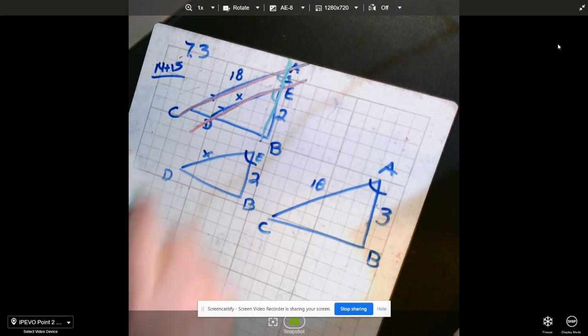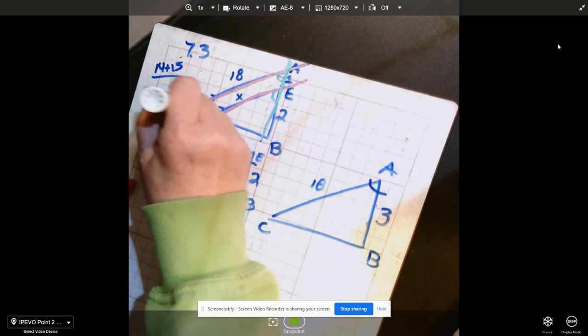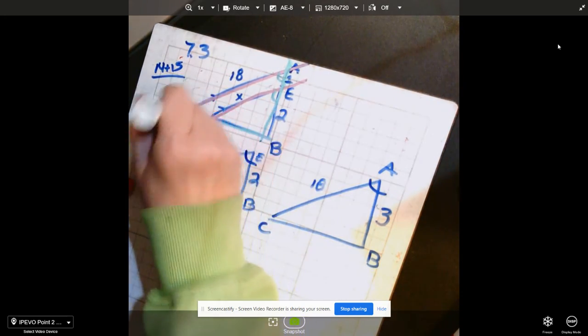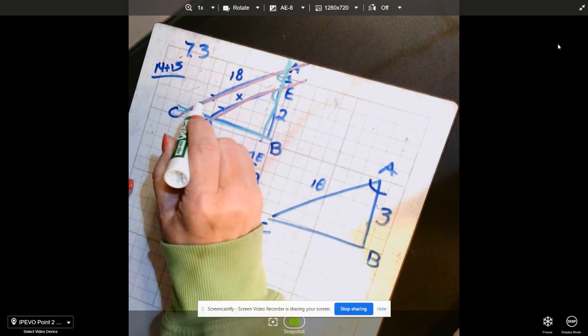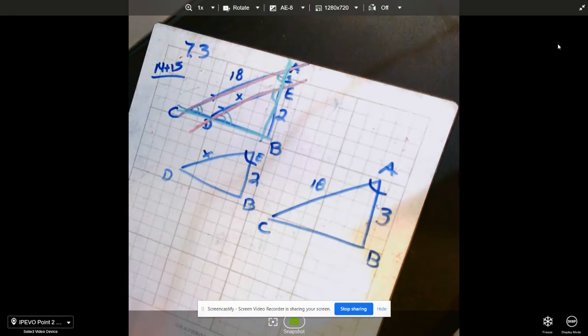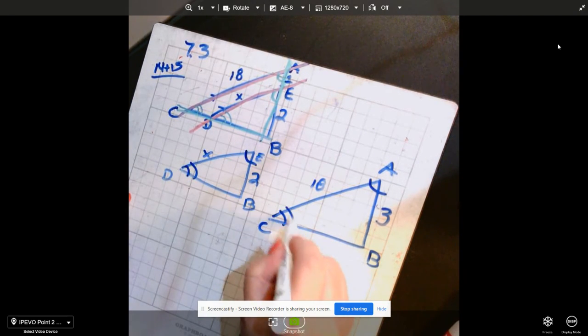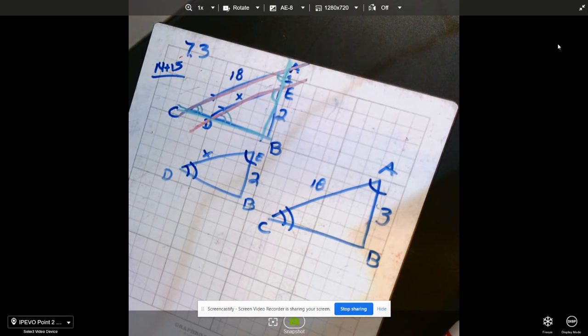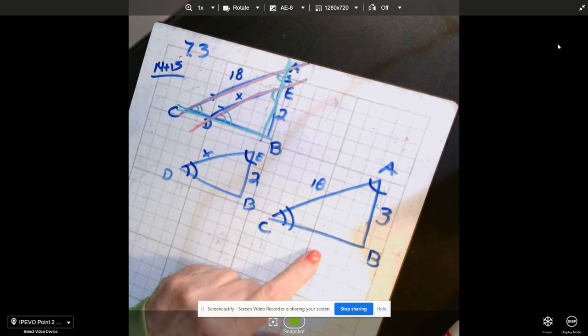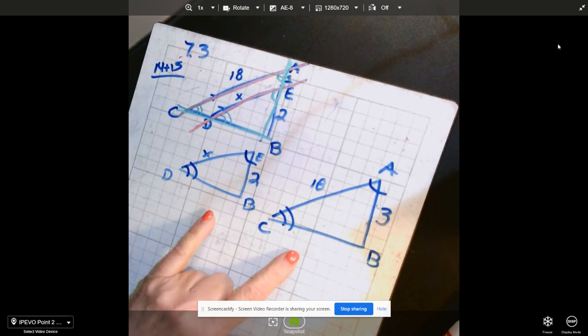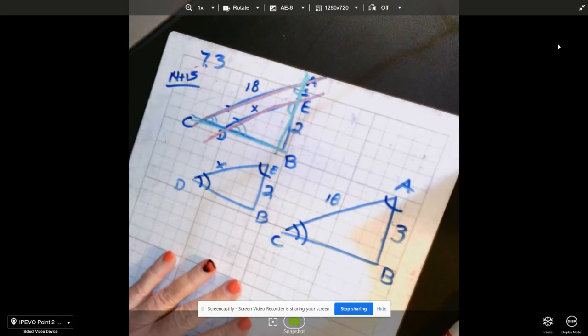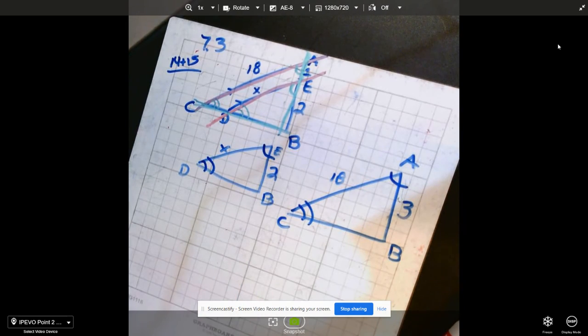Now, if you used these two parallel lines in red, but did this as your transversal, now I know that this angle would be congruent to this angle. So again, on my little triangles, I know that this angle would be congruent to this angle. So now that I've shown that two angles are congruent, I know the third must be congruent. So these two triangles are similar because of the angle-angle postulate. Once I know that, I can write the similarity statement.